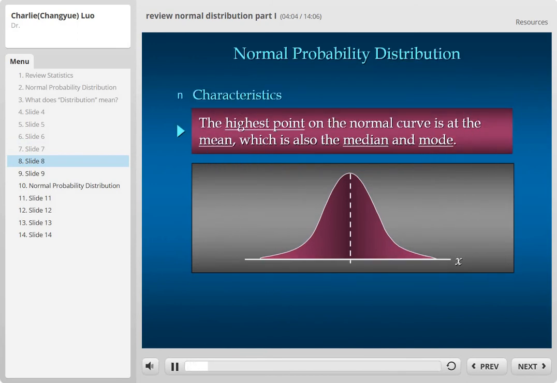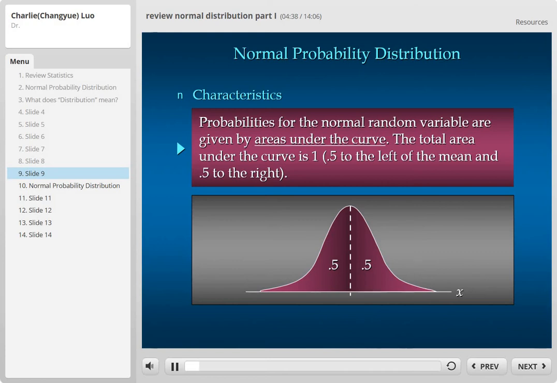Now we have the normal distribution. And on this curve here, the highest point on this curve is located on this x-axis, in the middle. It is the mean of normal distribution, which is also the median and the mode of this normal distribution. Put it very simply, this point is the middle of the normal distribution.